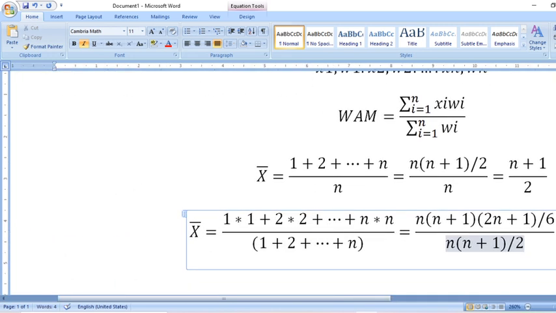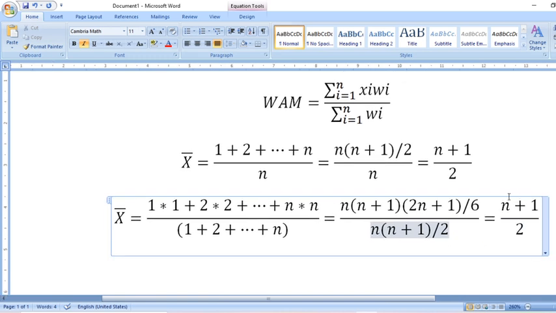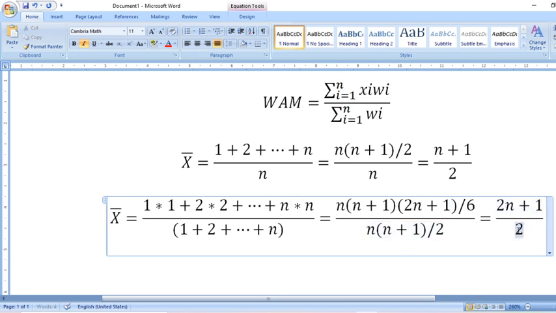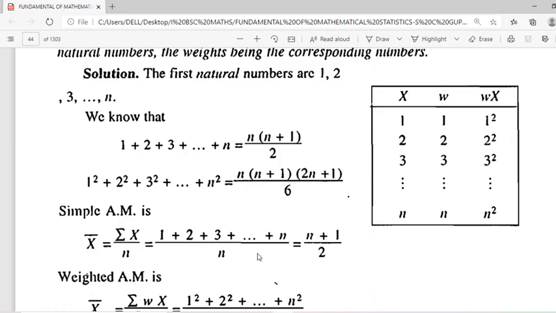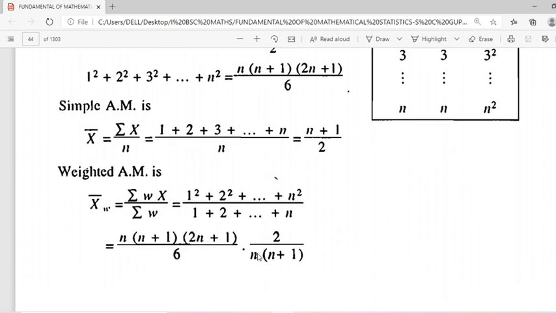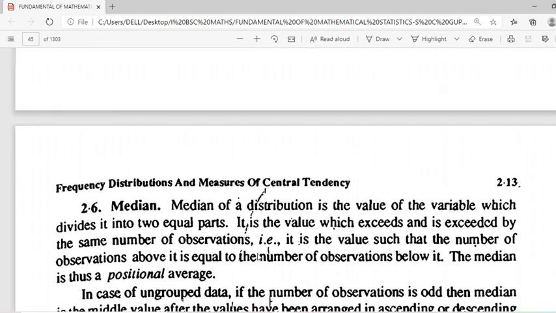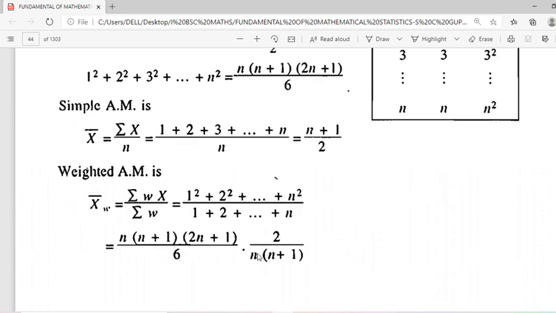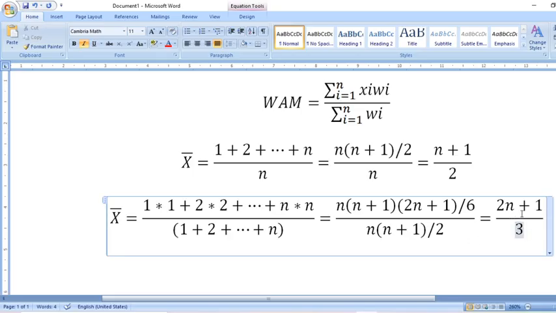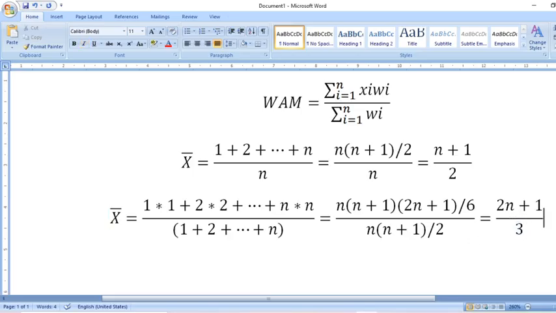Okay, so we can again simplify. n plus 1 and n plus 1 will get cancelled, 2 and 6 will get cancelled and the remaining is 3. So n and n will get cancelled, so the remaining term will be this one. Am I right? 2n plus 1 by 3. Let us look here. Yes. So n plus 1 and 2, 3. Okay, the result is nothing but 2n plus 1 by 3.